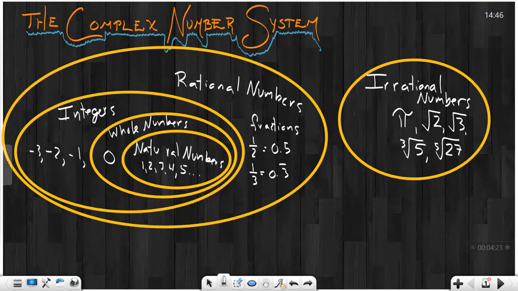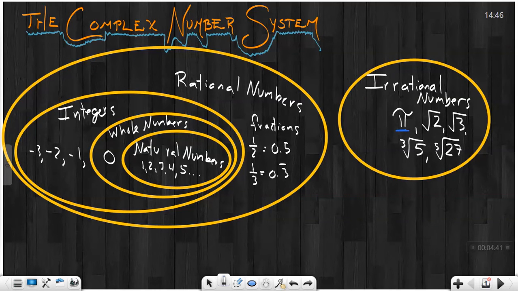Can I express it as a fraction? In other words, is it a whole number? Then it's rational. Is it a fraction? Then it's rational. Is it a finite decimal? Then it's rational. Is it a repeating decimal? Then it's rational. Any number that is a decimal that goes on forever and never ever repeats is irrational.